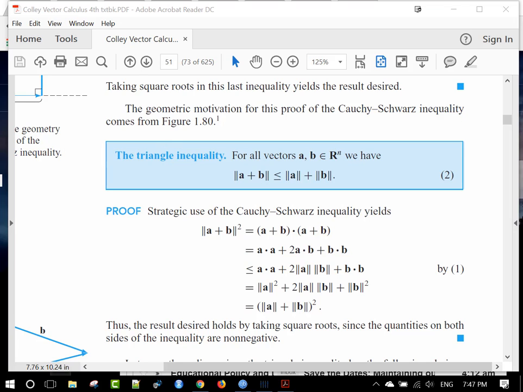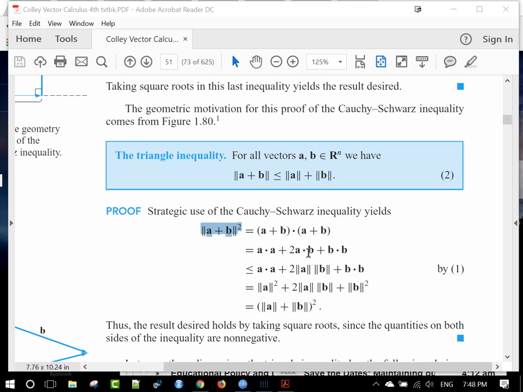Okay, so let's try to prove the triangle inequality. We start out looking at this thing, which we just said is A plus B dot A plus B. The norm squared is equal to the dot product with itself, so the norm of A plus B squared is equal to A plus B dot A plus B. Now we can multiply this out using some properties of dot products: this is A dot A plus 2A dot B plus B dot B. We're using some of the properties that we discussed about dot products.